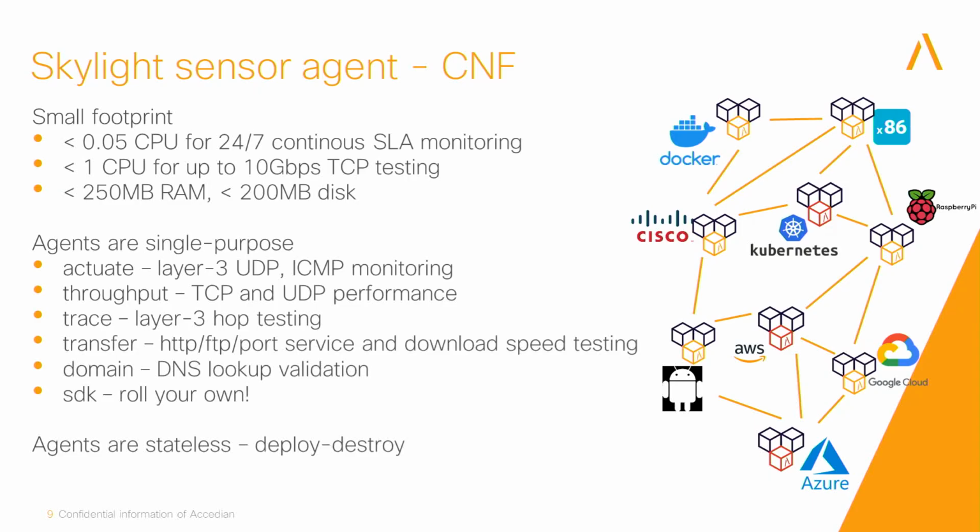Also, very, very small embedded devices like Raspberry Pis can run containers these days. So there is a wealth of potential locations where you could deploy a CNF agent. The agent itself is reasonably small. The footprint is typically just a fraction of a CPU core to do monitoring. Also, very little disk space and RAM space is used to deploy and run these agents.